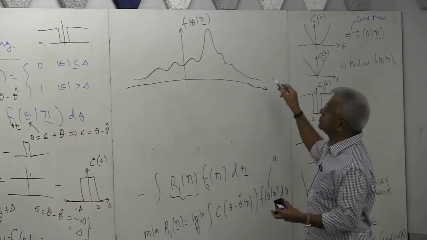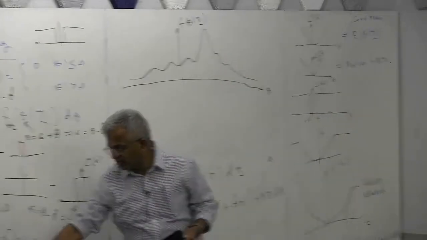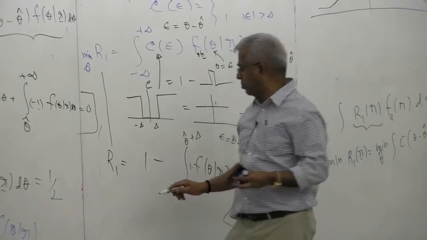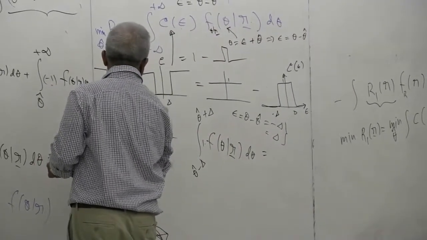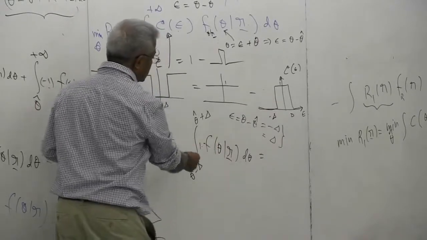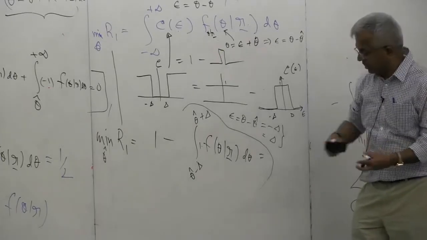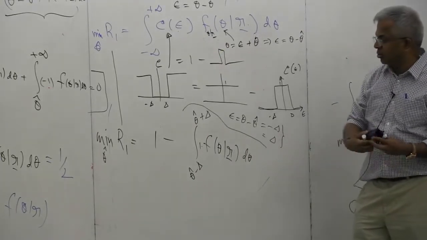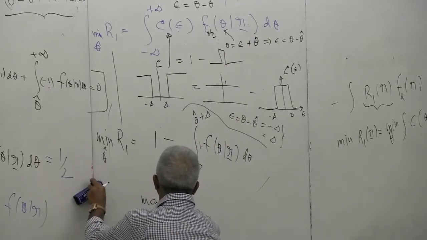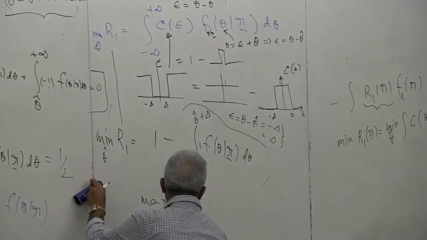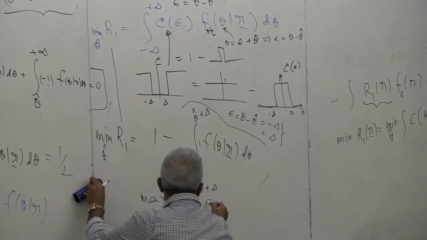Now remember, this is the conditional density function. What do I want to do? I want to minimize this over theta hat. So 1 minus this is the same as, what should I do on this, minimize or maximize? Maximize, right? So the criterion is to maximize over theta hat. I want to find theta hat such that this quantity is maximized.